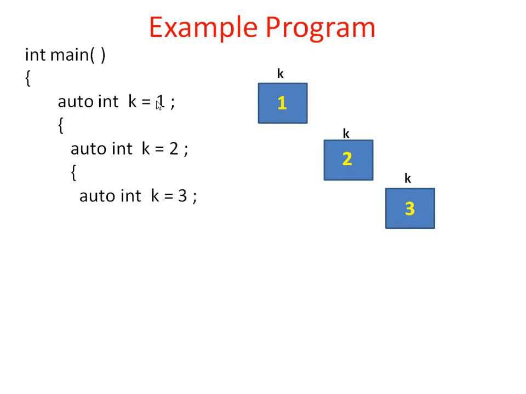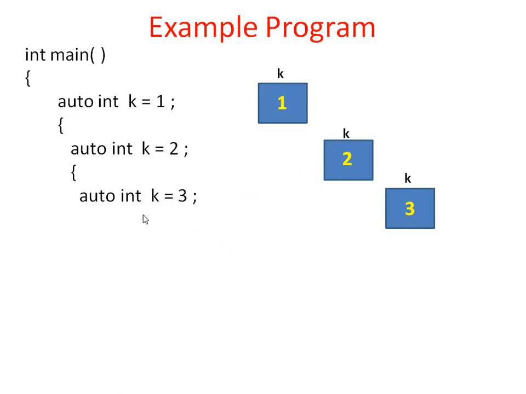So the first two features are known clearly. The storage will be inside the main memory, and initialized values will be stored here. Otherwise, garbage values will be stored here. So scope and lifetime I will explain now.